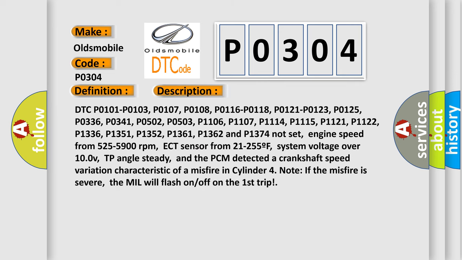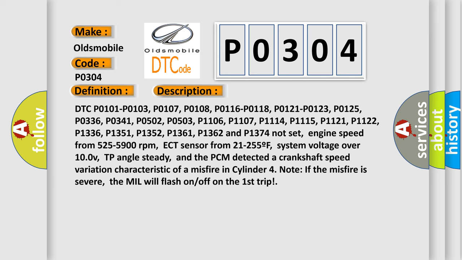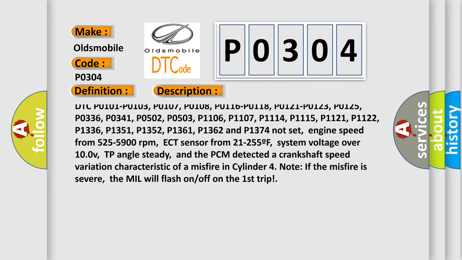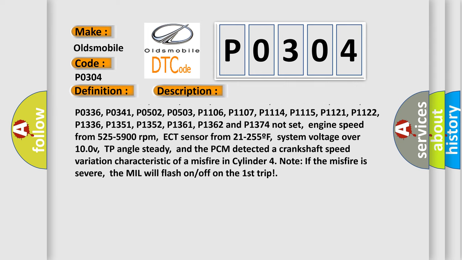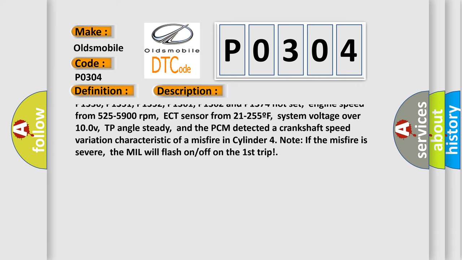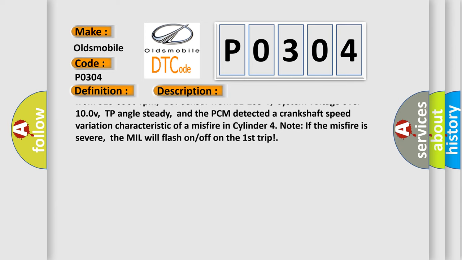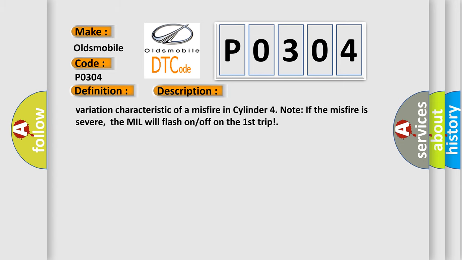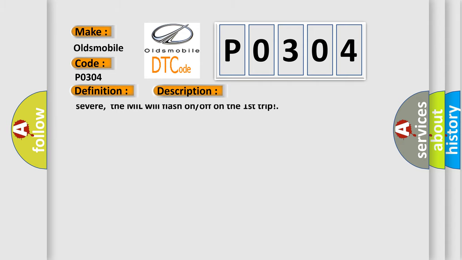DTC P0101, P0103, P0107, P0108, P0116, P0118, P0121, P0123, P0125, P0336, P0341, P0502, P0503, P1106, P1107, P1114, P1115, P1121, P1122, P1336, P1351, P1352, P1361, P1362 and P1374 not set. Engine speed from 525 to 5900 revolutions per minute. ECT sensor from 21 to 255F. System voltage over 10.0V. TP angle steady, and the PCM detected a crankshaft speed variation characteristic of a misfire in cylinder 4. Note: if the misfire is severe, the MIL will flash on/off on the first trip.